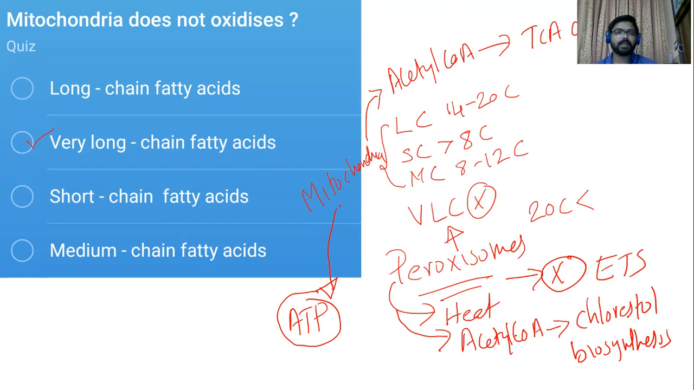CSIR might ask a question like this in the biochemistry category under the B part 2-mark questions. So you should be very careful and thorough regarding oxidation of fatty acids, oxidation of glucose, how these oxidation processes proceed, and all these things.